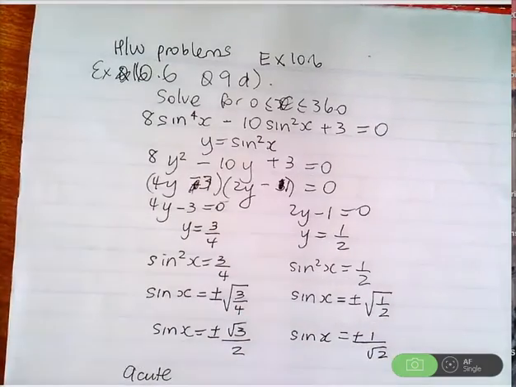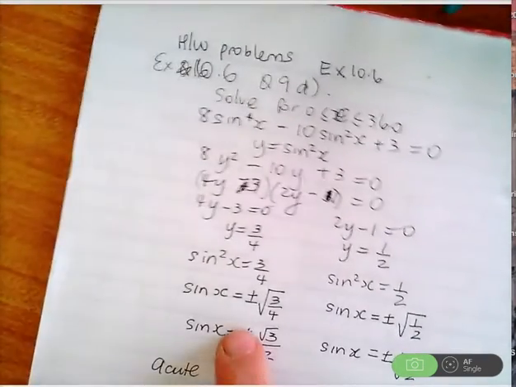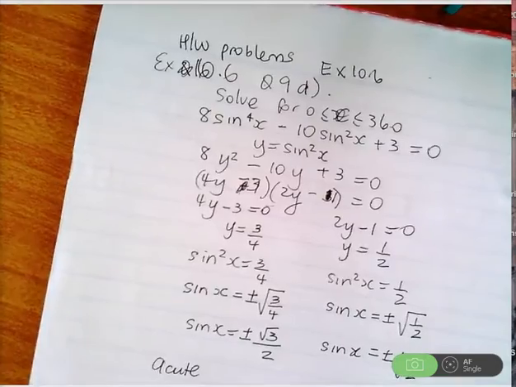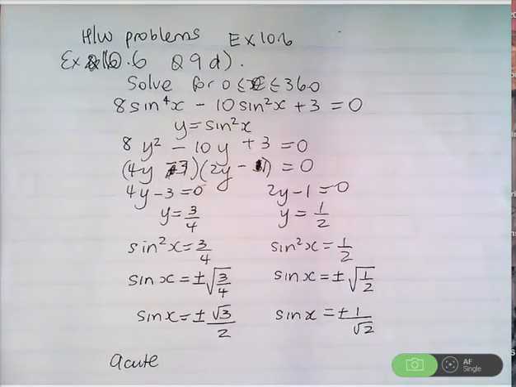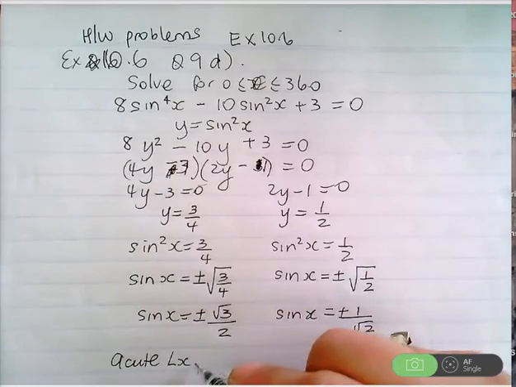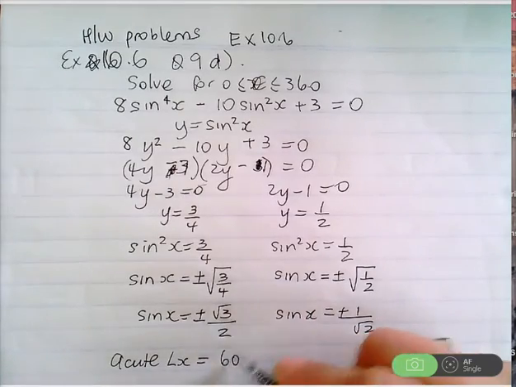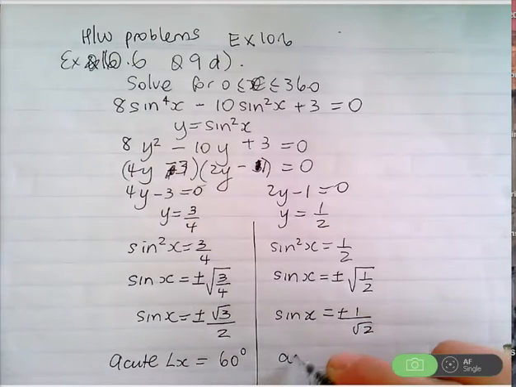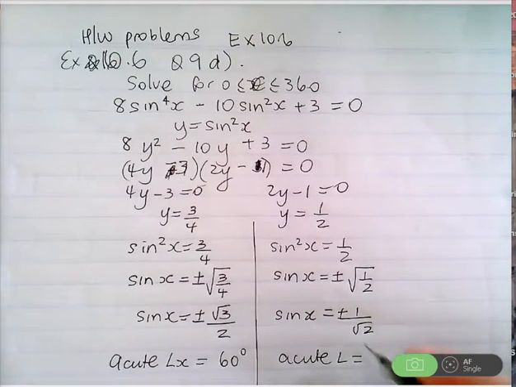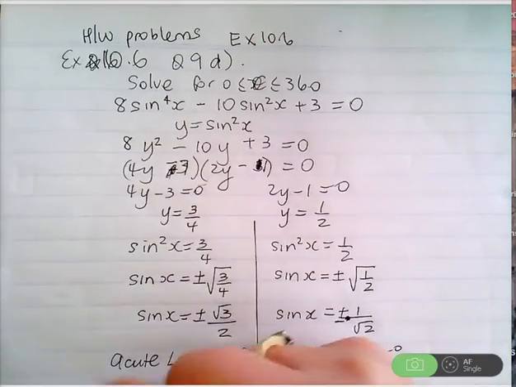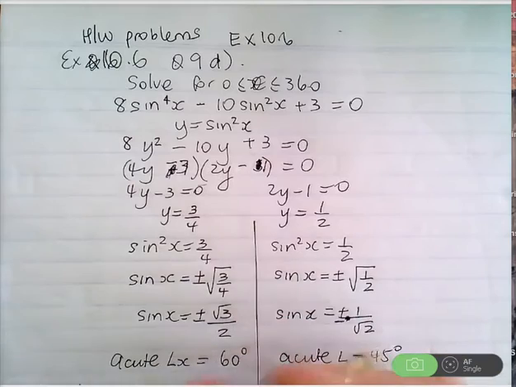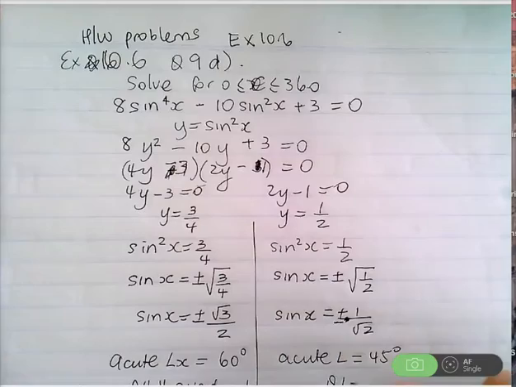No, you don't write plus or minus 60. You just pretend the signs aren't there. The signs tell you the quadrants. The root 3 on 2 helps you work out the angle. Sine of what is root 3 on 2? Sine of 60. The acute angle here is 60, and the acute angle there is 45. The plus or minus tells me all 4 quadrants, quadrants 1 through to 4.